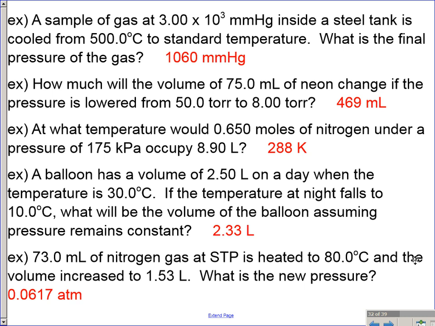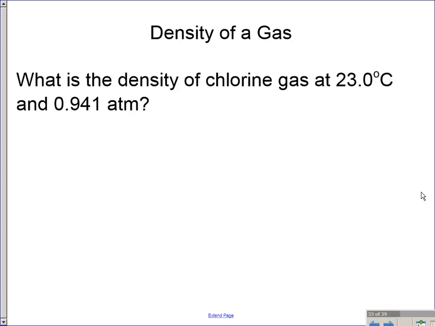Let's look at one other thing that you'll be asked to do with gases. This one is actually new. So we're actually going to look at finding the density of a gas. Our problem says, what is the density of chlorine gas at 23 degrees Celsius and 0.941 atmospheres?